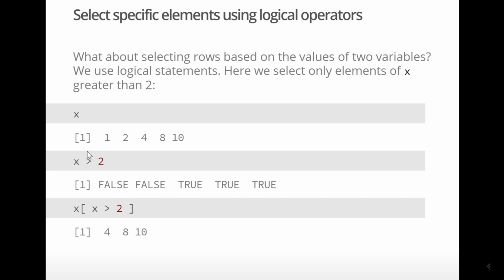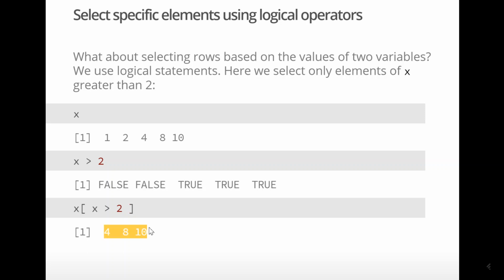So it's going to say, is 1 greater than 2? False. Is 2 greater than 2? False. Is 4 greater than 2? True. Is 8 greater than 2? True. Is 10 greater than 2? True. So now you have 2 falses and 3 trues, and then you can subset based on these logical conditions. When you subset based on a logical, it'll only return the elements that are true. So here it's saying x bracket x greater than 2, close bracket, so it'll return 4, 8, and 10.